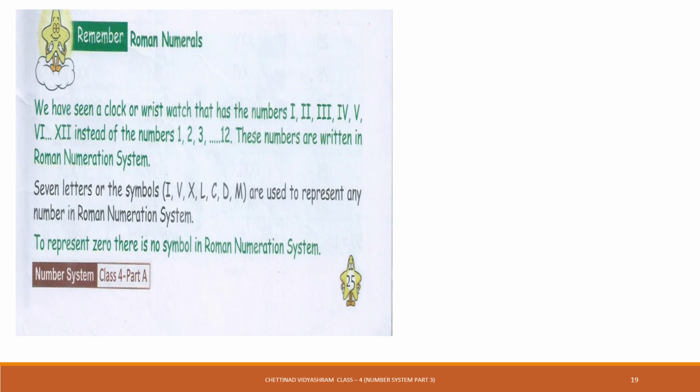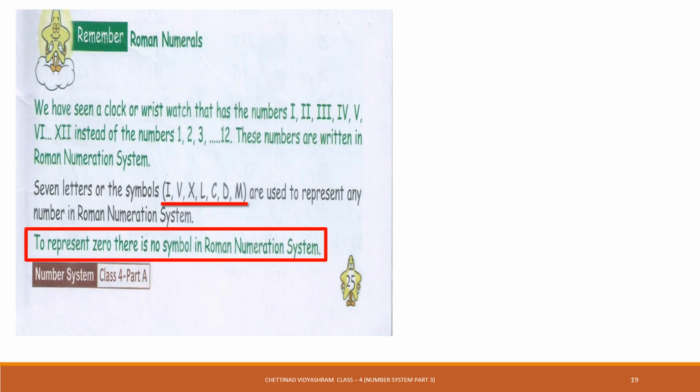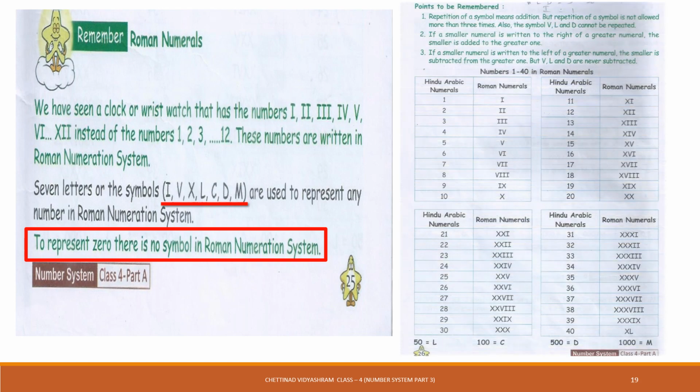Now take your textbook, page number 25. They mentioned the letters here. See, the 7 letters, the symbols I, V, X, L, C, D, M, are used to represent any number in the Roman numeration system. Children, do we have any alphabet for representing 0? To represent 0, there is no symbol in the Roman numeration system. Keep this in your mind. And they have given you the table for Hindu-Arabic numerals 1 to 40 with the corresponding Roman numerals.